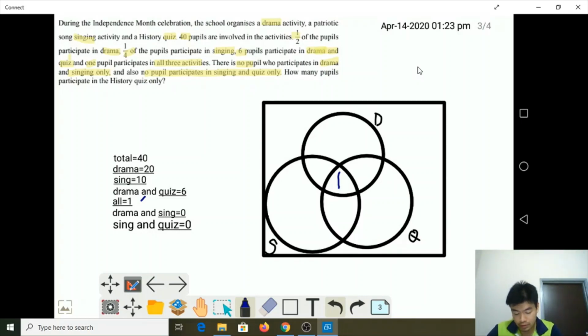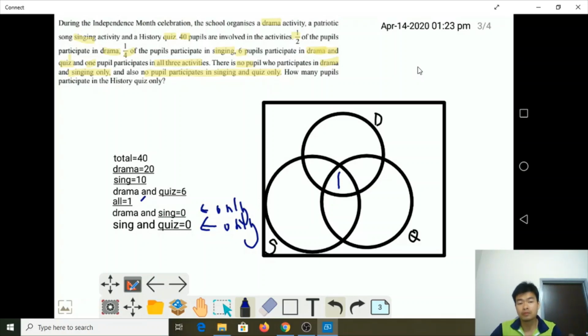How about the others? When I listed down the information, I didn't put the word only. So let's go for the only. This is only, and this is also only. Drama and quiz is not only. Very important.